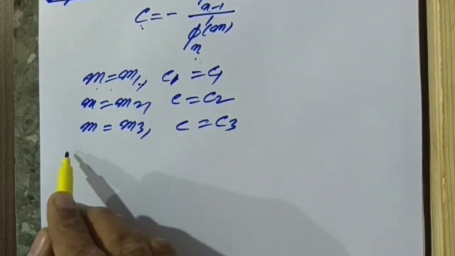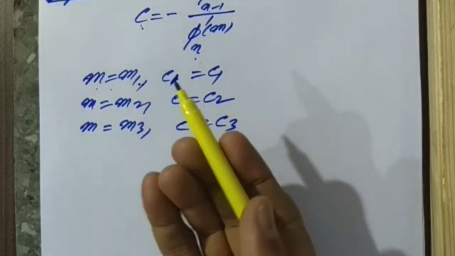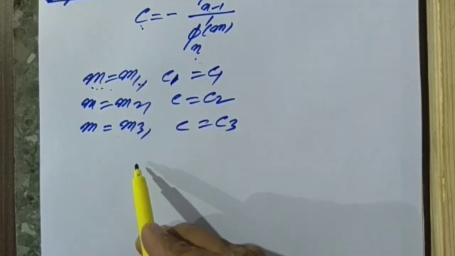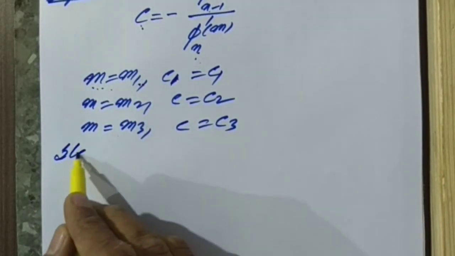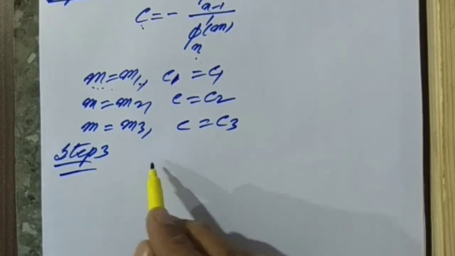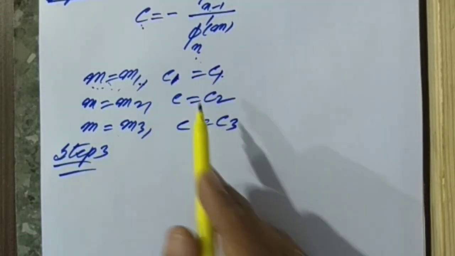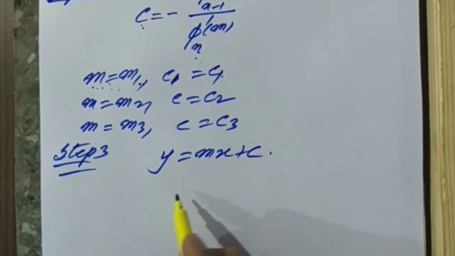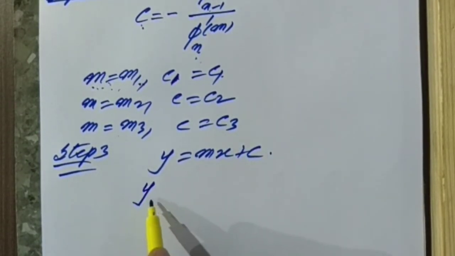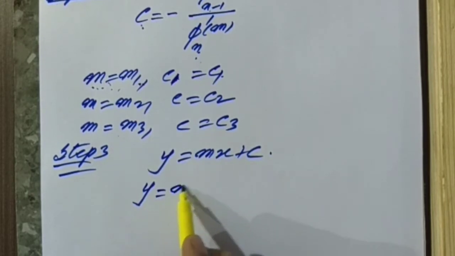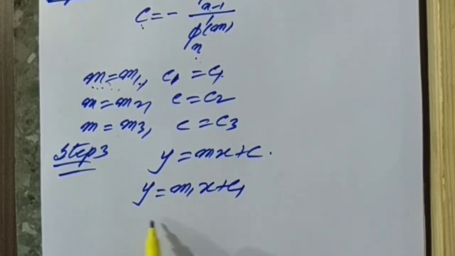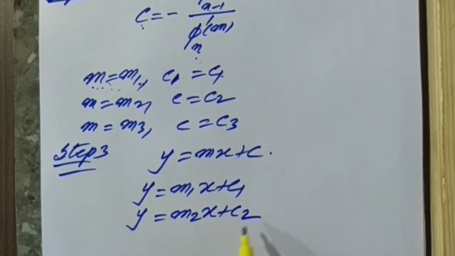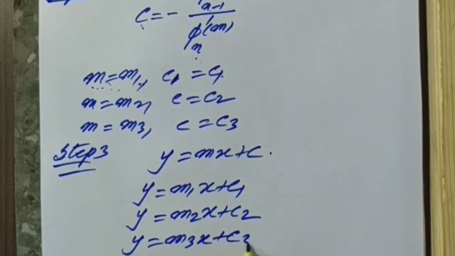After obtaining these three values of c, corresponding to these different values of m, in step 3 we substitute these pairs of the values of m and c in y is equal to mx plus c one by one. So we get three asymptotes, that is y is equal to m1x plus c1, y is equal to m2x plus c2, and y is equal to m3x plus c3.